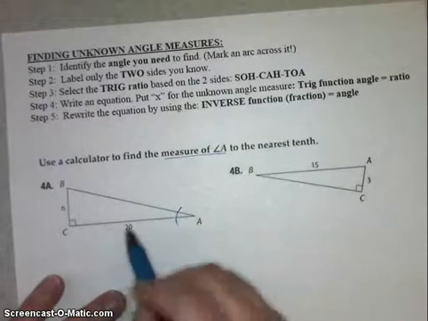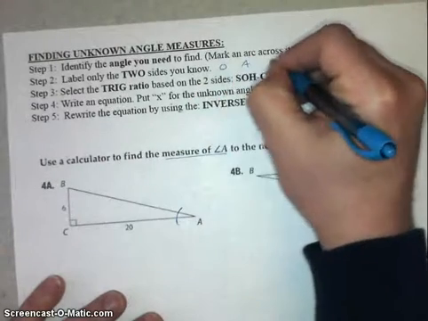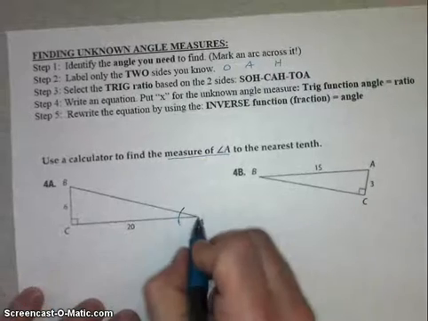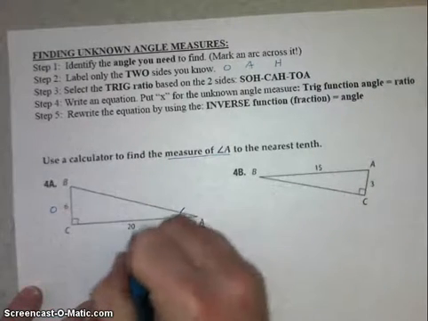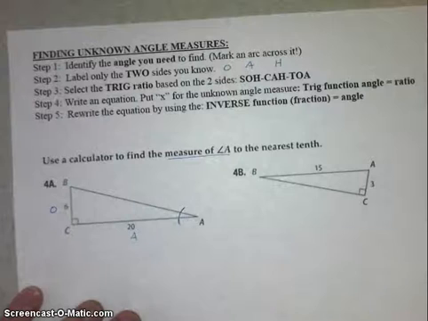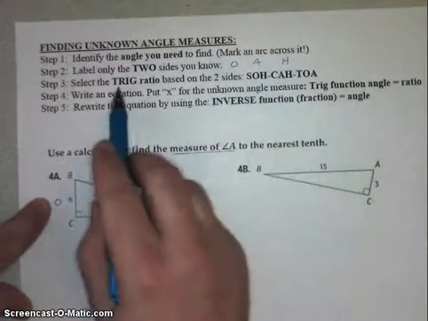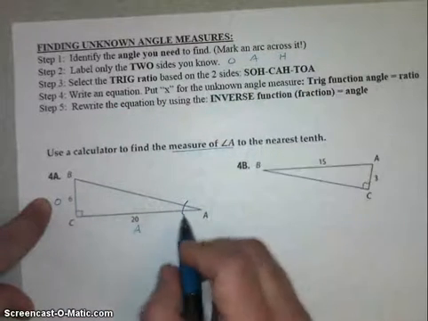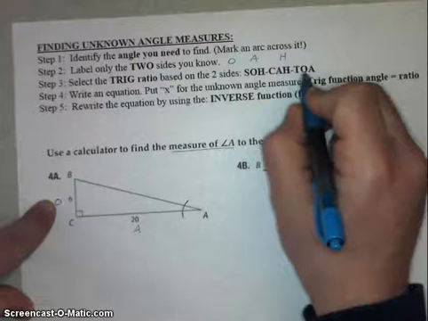And then I'm going to label the two given sides as either O, A, or H: opposite, adjacent, or hypotenuse. So if this is our reference angle, these are both the legs. 6 is the opposite leg, 20 is the adjacent leg, because it's next to angle A. And so since I'm using opposite and adjacent, I'm going to set up an equation using the trig ratio tangent, because I have opposite and adjacent. SOHCAHTOA tells me I should use tangent then.